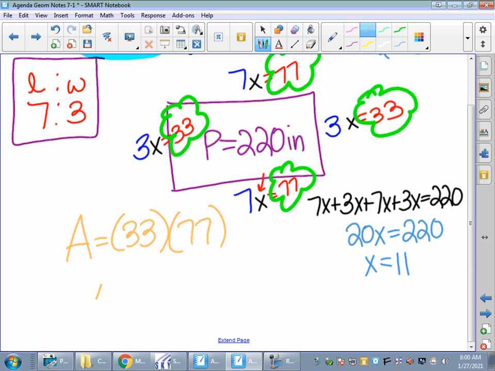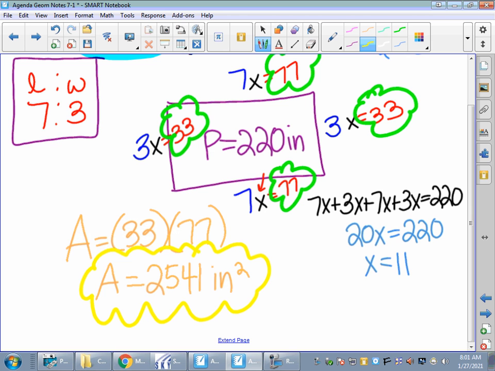I cannot do that problem in my head. I have to grab my calculator. It looks like the area is going to be 2,541. If we're being technical, that's square inches. So that was a sneaky problem.